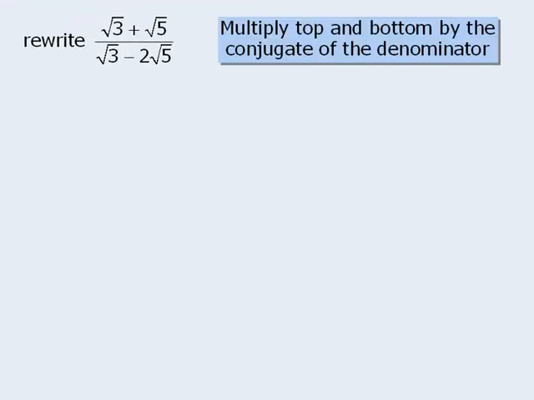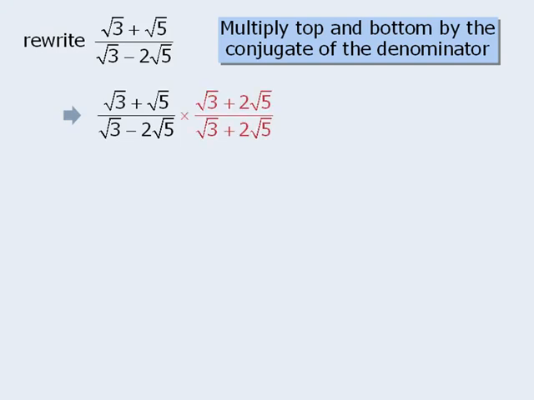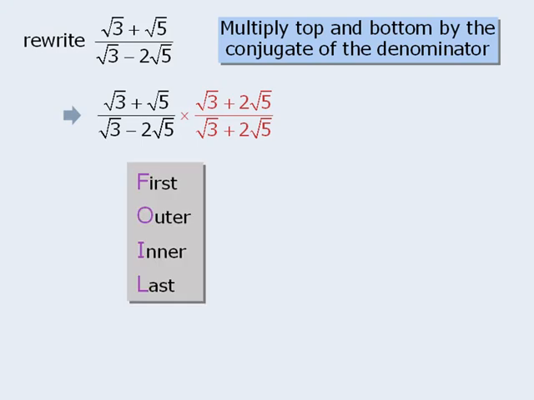To apply our rule here, we will take the fraction and multiply top and bottom by 3 plus 2 root 5. Now to find this product, we will need to use the FOIL method. Beginning with the numerators, when we multiply the first terms, we get root 9, which equals 3. Then we multiply the outer terms to get plus 2 root 15. Then we multiply the inner terms to get root 15. And finally, we multiply the last terms to get 2 root 25.